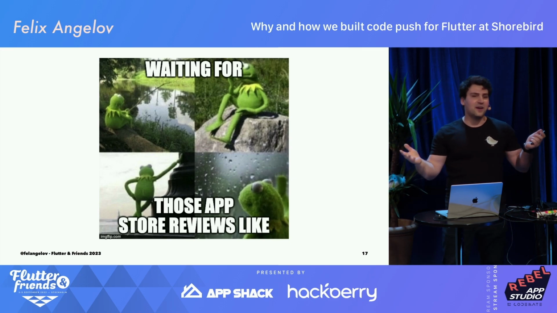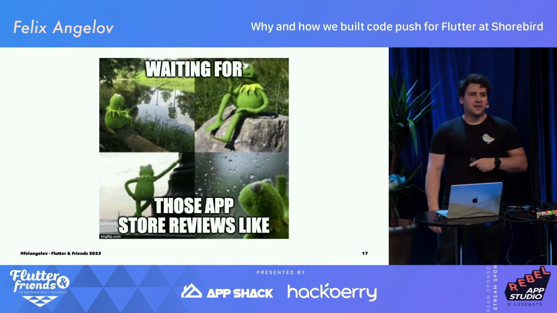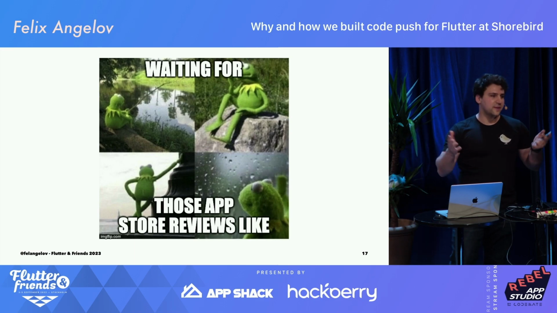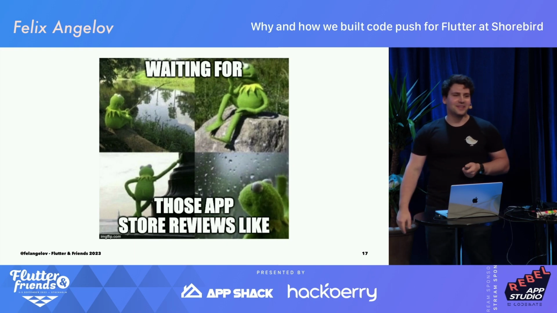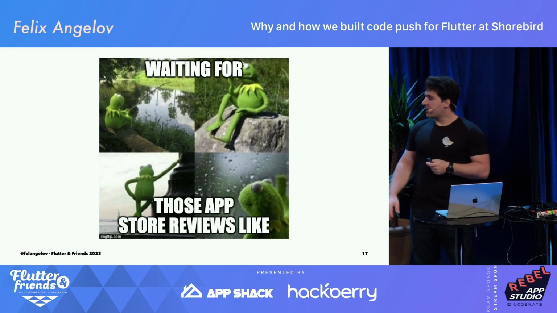And actually, funny enough, I submitted 1.0 of the Flutter and Friends app 5 days ago. iOS got approved within 6 hours, and Android got approved just like midnight this morning. So it took 5 days for it to get approved because I bumped the version to 1.0. And so you really never know, but that's just part of the problem.